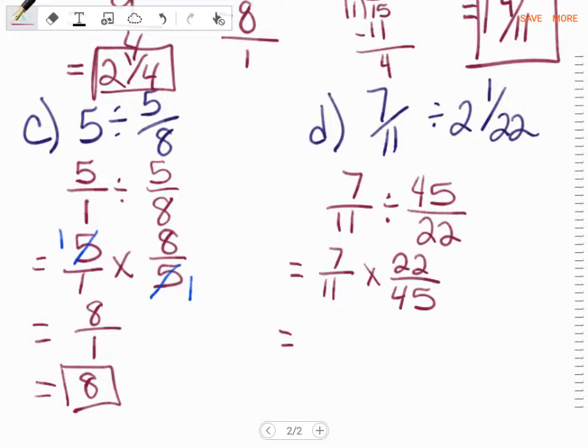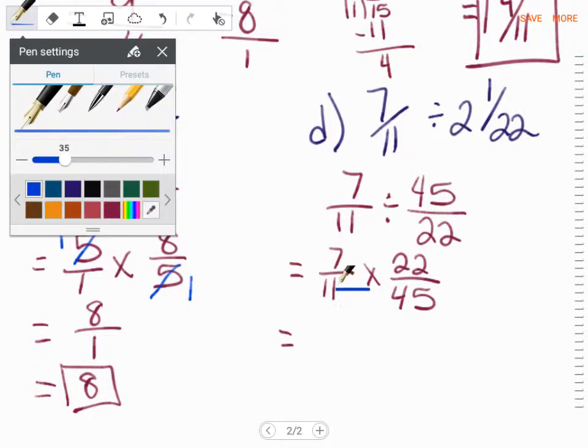Then I'm going to say, okay, well, look at my numbers, 7 and 45. Is there any number that can go into both of those? Again, this one may be a little tougher because we know that 7 times 6 is 42, and 7 times 7 is 49. So 45 is not really a factor of 7, so 7 can't go into 45. That keeps us from using that factor.